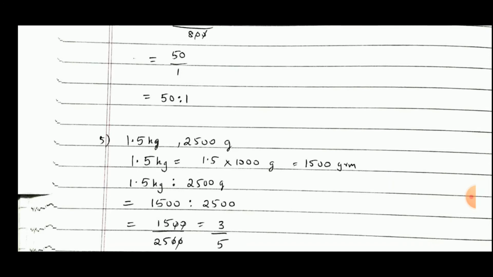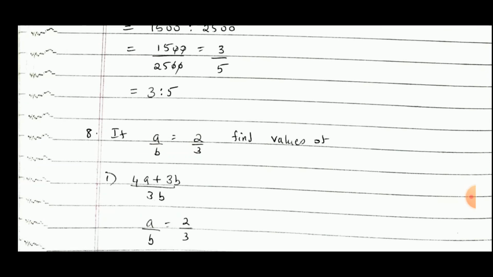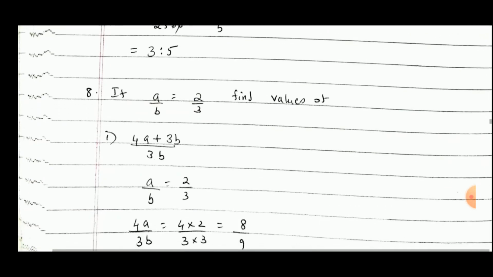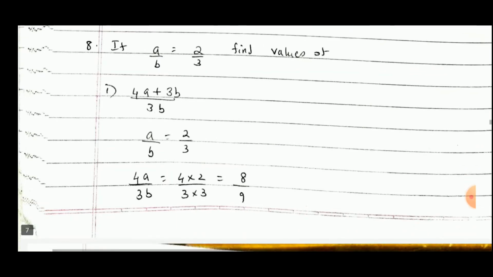1.5 into 1000, that is 1500 grams, and 2500 grams. So that is 3 upon 5. Now A upon B is 2 by 3. What is the value of 4A plus 3B? So multiply A by B by 4 by 3. So it is 8 upon 9.